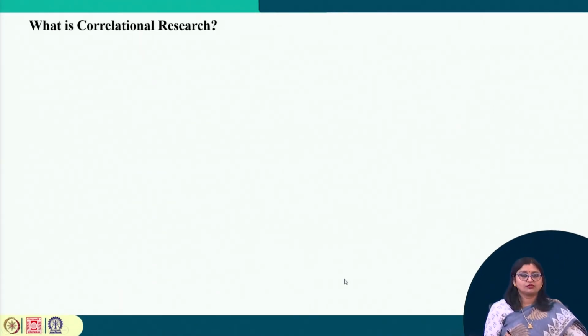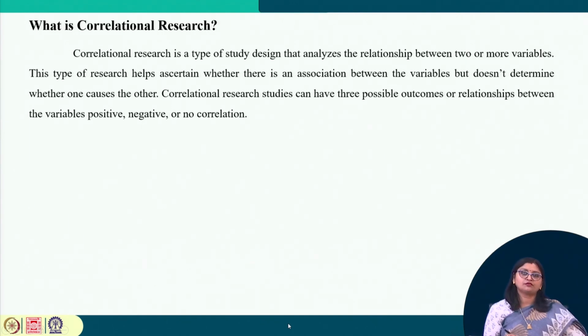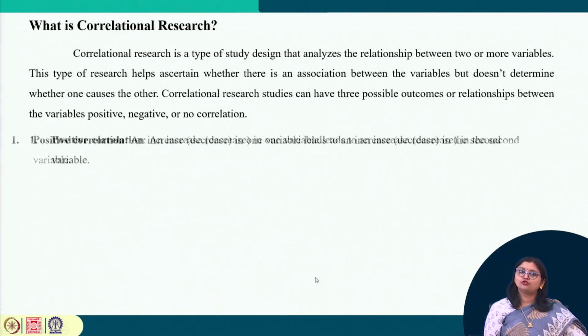So, what is correlational research? Correlational research is a type of study designed to analyze the relationship between two or more variables. This type of research helps ascertain whether there is an association between the variables, but does not determine whether one causes the other. So, there is no causation effort in correlational research. This study can have three possible outcomes or relationships between the variables: positive, negative or no correlation.